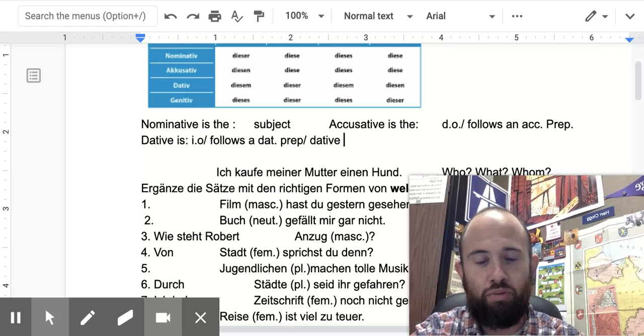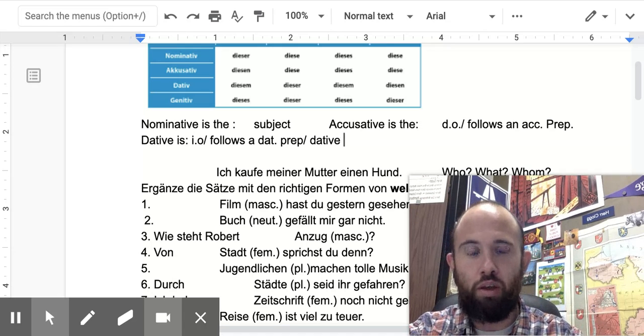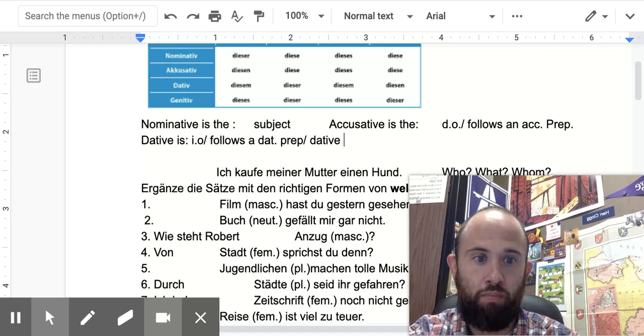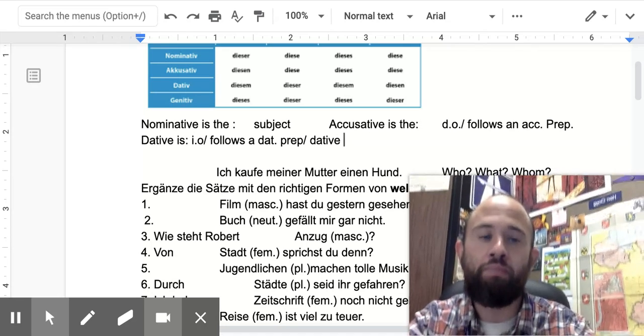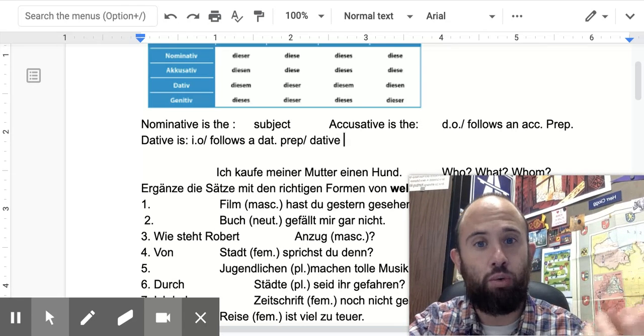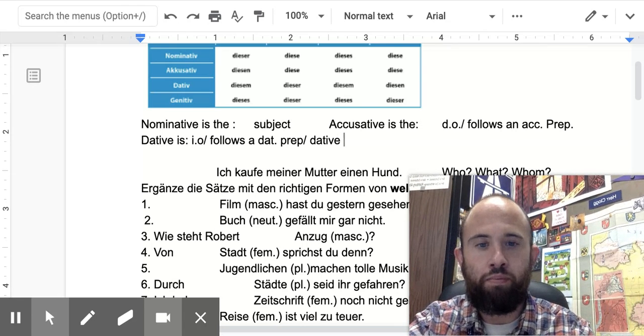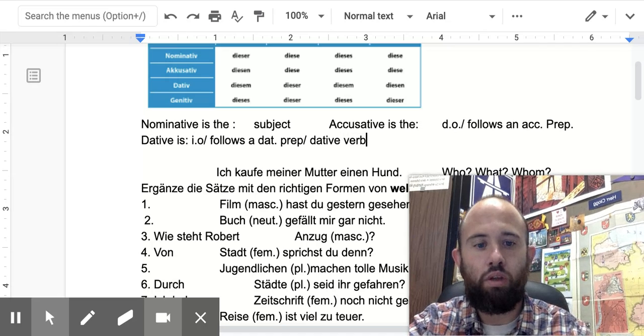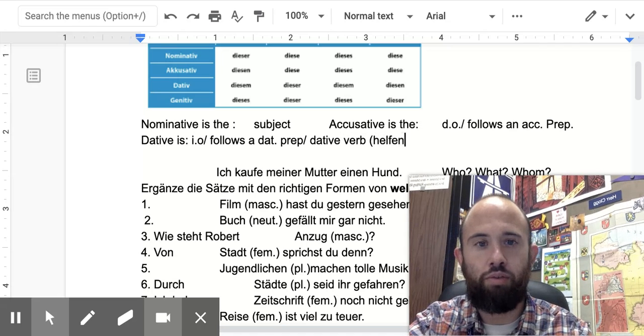The main one we've seen is helfen. If I give help to you, you are dative. Ich helfe dir. Ich helfe meiner Mutter. If I help out my mom, she is dative because she is getting or receiving help. I'm going to put helfen here.